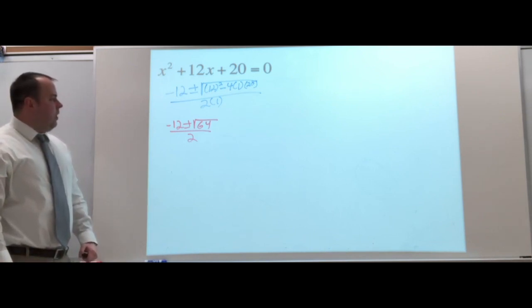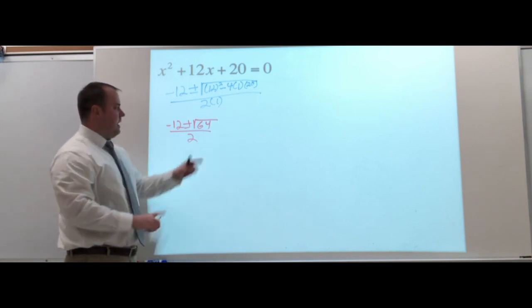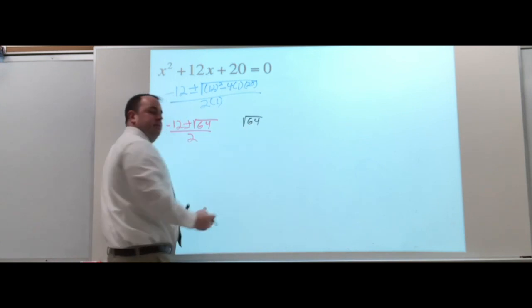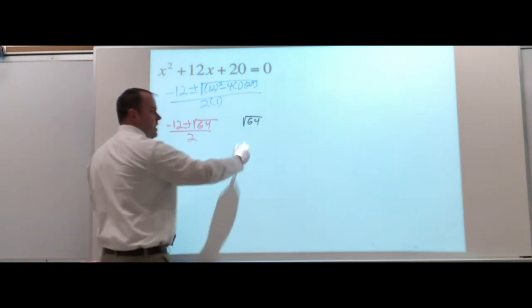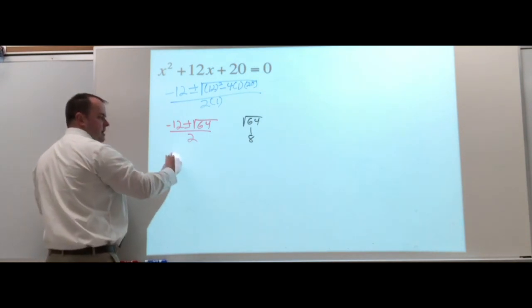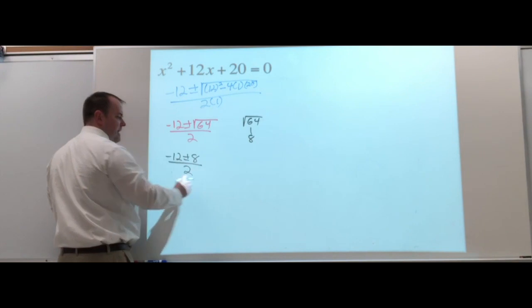Now I like to go to the side and simplify my radical here. The square root of 64, this one ends up being nice. 64 is a perfect square, so it goes right down to 8. So now we can rewrite this problem again: negative 12 plus or minus 8, divided by 2.